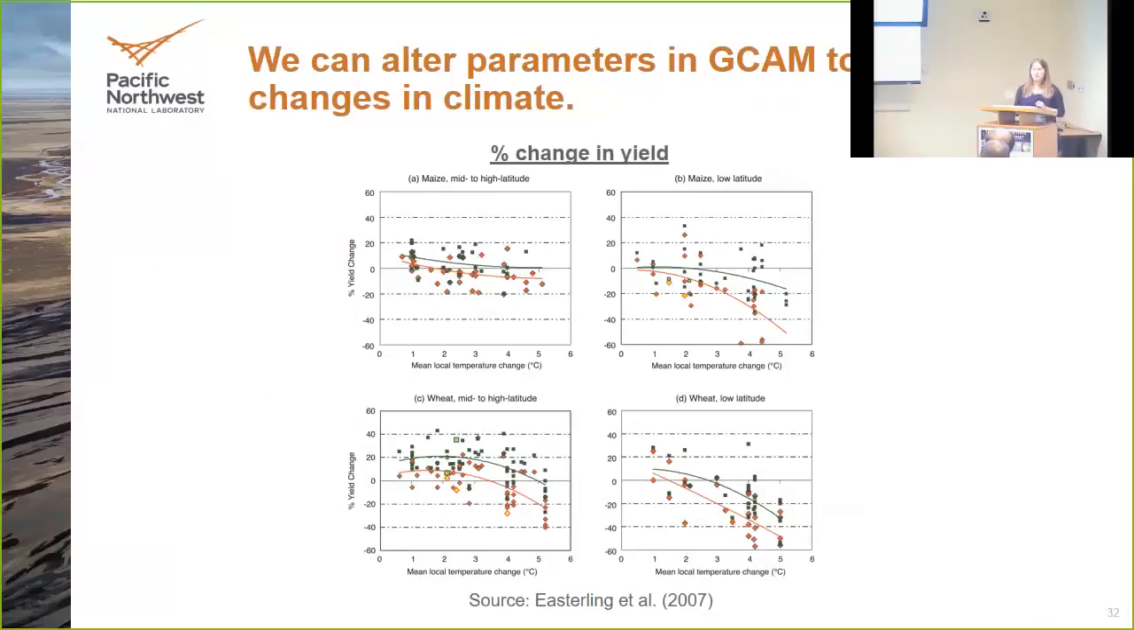In this first study, I just wanted to see, does it matter in an economic model? These are coming from physical models and observational studies. But what would happen if we put this into an economic model like GCAM? What would change, and does it matter?